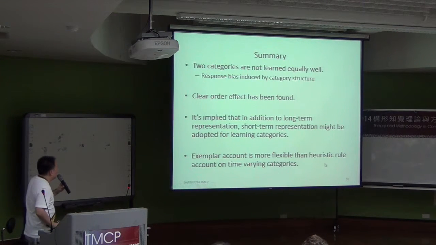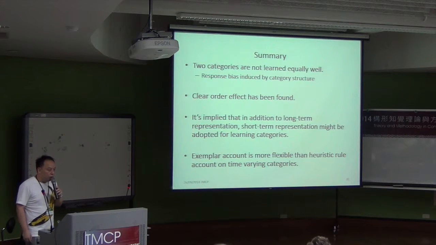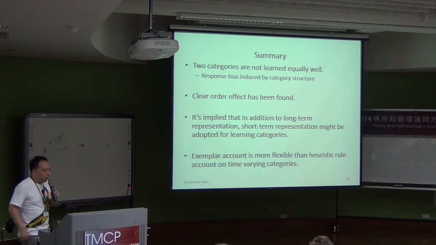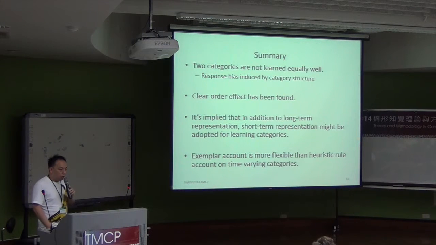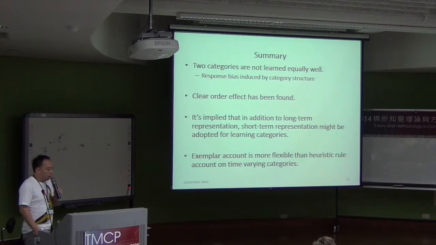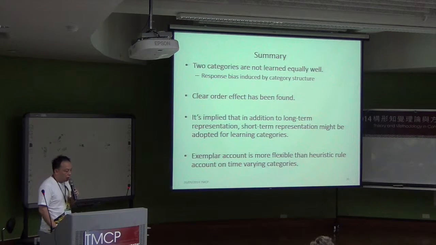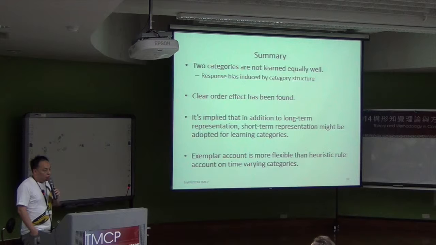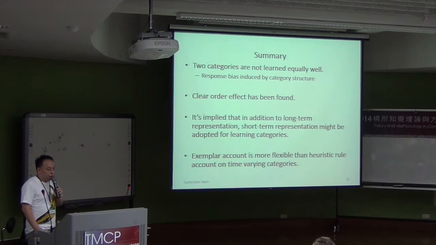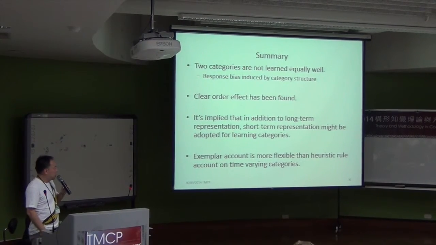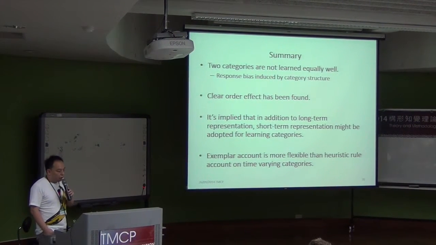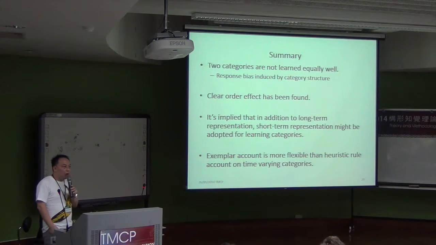Okay, so here comes the summary. The 2 categories are not learned equally well, and also we found some response bias, which might be induced by the category structure. And also we find some clear order effect. Based on this effect, we suggest that in addition to the long-term representation, short-term representation might be adopted for learning the categories. And also the example-based model is, in this case, more flexible than the universal model. So that's it. Thank you.